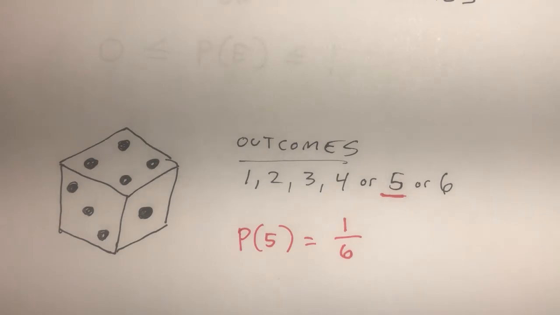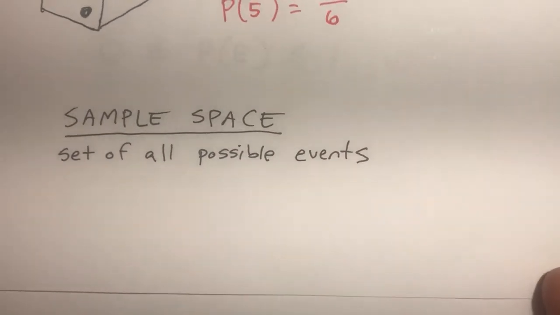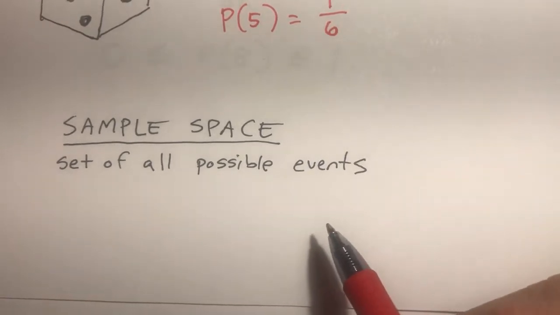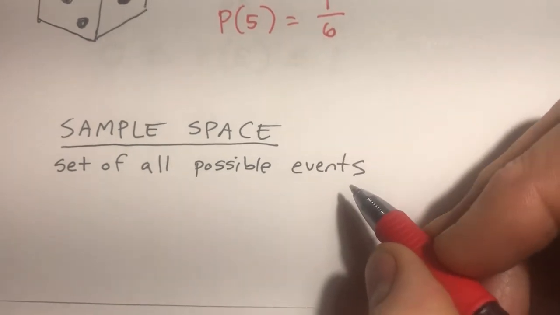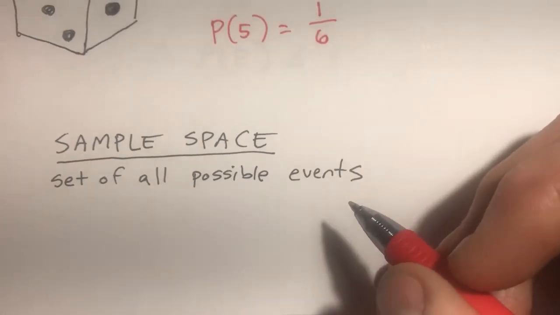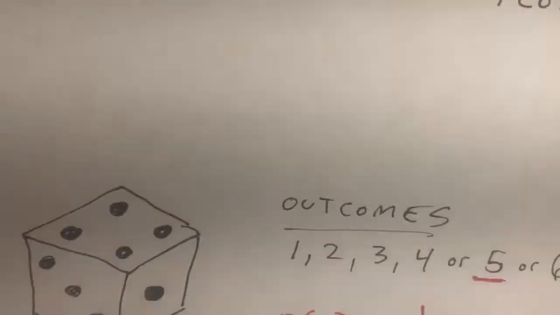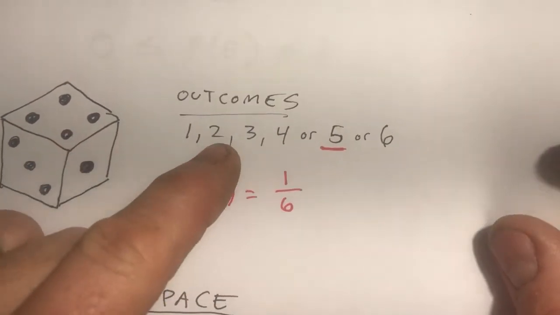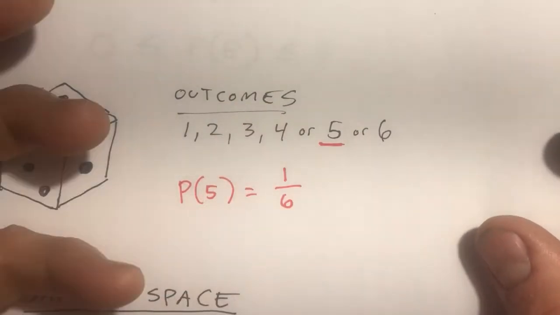Now, another thing we're going to be talking about in here is the sample space. Sample space is the set of all your possible outcomes. The sample space is what you could possibly have. So when I'm rolling this die, my sample space could be 1, 2, 3, 4, 5, or 6. That could be my sample space.